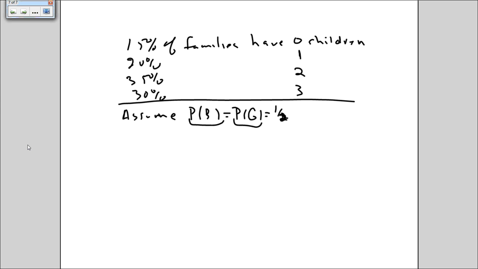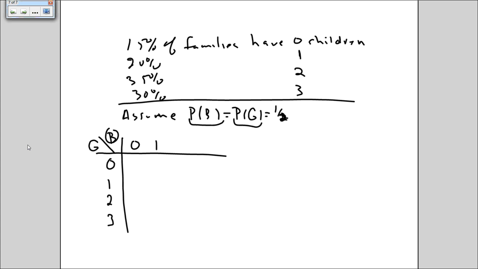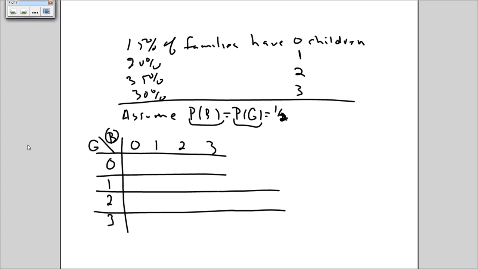So you pick a family at random, and basically you want to fill in this table. Boys, girls. Well, when you pick a family, the number of girls can be 0, 1, 2, or 3. The number of boys can be 0, 1, 2, or 3. But remember, nobody has more than 3 children. So the instructions are to fill in this table.